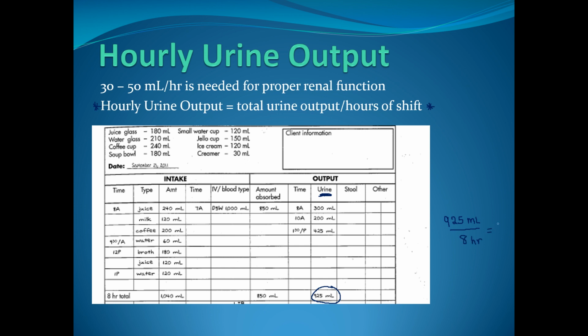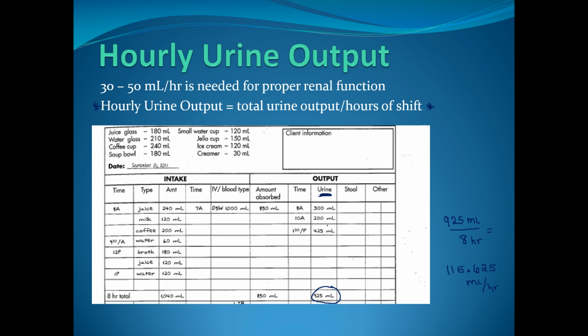And then we'll actually go to our calculator and do that math. So grabbing my calculator here, I take 925 divided by 8, and I have 115.625 milliliters per hour. So well above that threshold that was mentioned here, but you do not need to memorize the threshold. What you do need to know is the calculation.